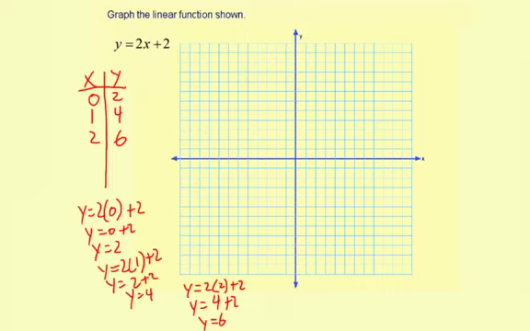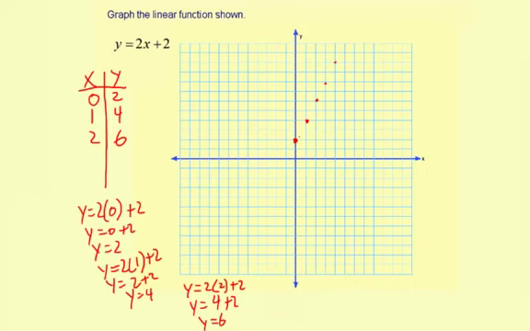Let's plot those points and see if the pattern shows up here. So 0, 2, and then 1, 4, so right 1, up 4. 2, 6, right 2, up 6. Right there. And you can see this pattern that's developing here, and it is a linear function, so you should be forming a line.